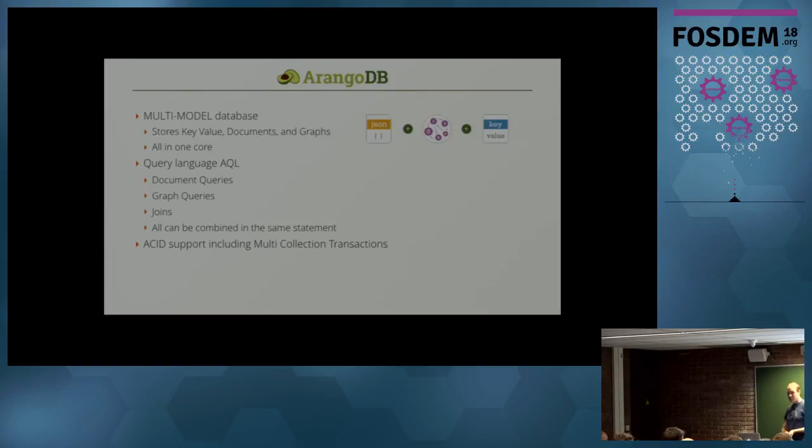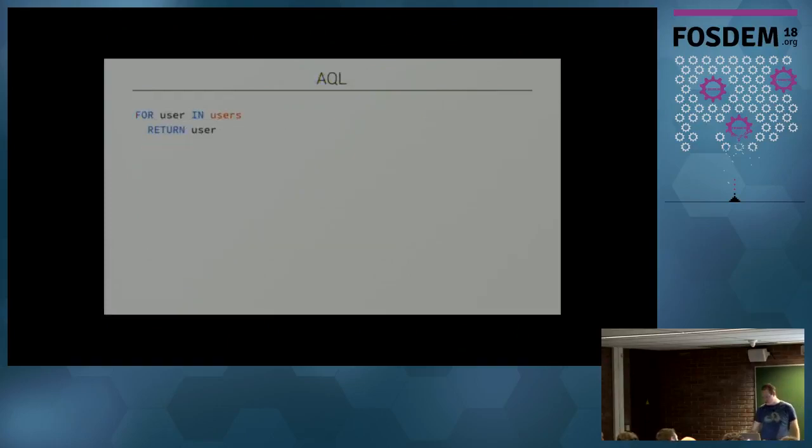So let me drop a couple of words about ArangoDB, because that will be the technology that I'm going to use to show you how to execute those queries. ArangoDB is a so-called multimodal database. That means it can store key-value pairs, documents and graphs with only one core in the same database. So I can use all 3 data models with 1 query language, and one process basically running on top of that, and combine them in any arbitrary way. We have a query language, which is called AQL, which has document queries, graph queries, joins, all these things implemented in the same language and can arbitrarily combine all of them. And it has ACID support for multi-collection transactions on a single server, so not yet on a distributed version of Arango.